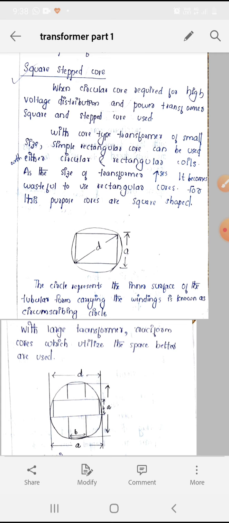With core type transformers of small size, a simple rectangular core can be used, either circular or rectangular cores. As the size of the transformer increases, it becomes wasteful to use rectangular cores. For this purpose, square shaped cores are normally used. So normally we prefer only square shaped cores, because if the size of the transformer is increased, rectangular cores will become wasteful. Therefore, we go with the square type core.